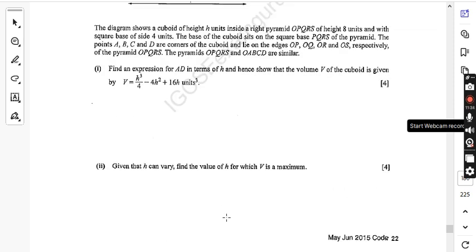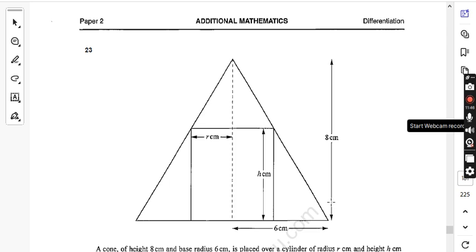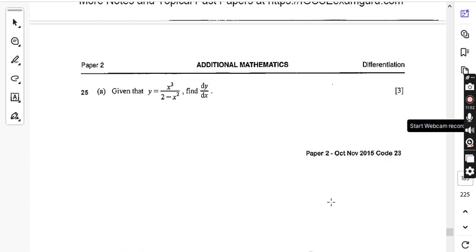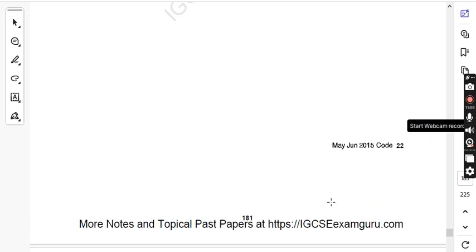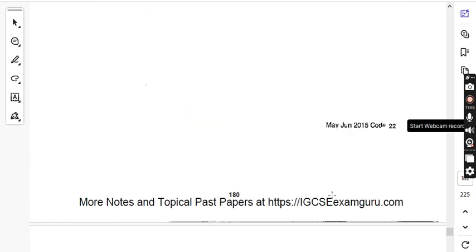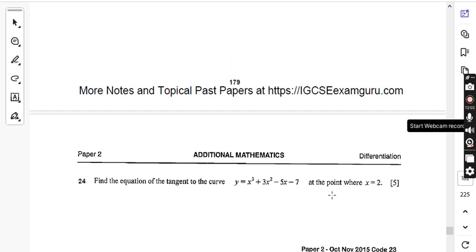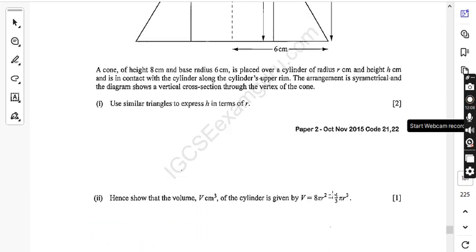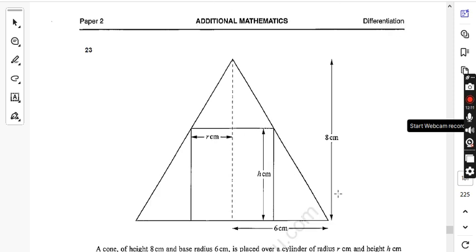How many questions are left? Okay, this question came in May-June 2015 paper 2-2. I repeat, May-June 2015 paper 2-2. Question 23 is very easy. Then 24 and 25. So only 3 questions are left in this topic. I will try to do all 3 questions in the next lecture, and after this topic you and I will decide which more important past papers topic we have to start. So students, this is our today's class.